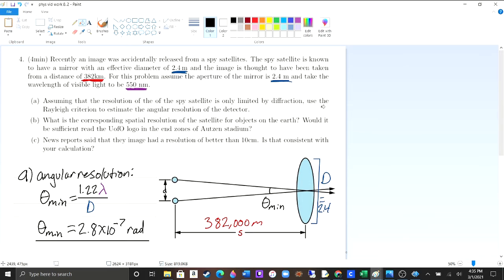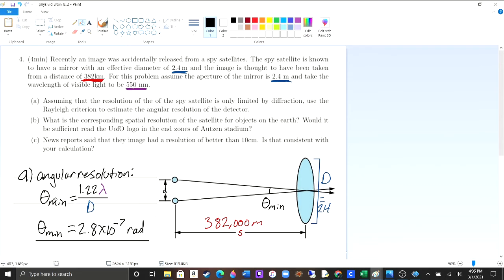So part A is asking, assuming that the resolution of the spy satellite is only limited by diffraction, and that means it's not limited by refraction, use the Rayleigh criterion to estimate the angular resolution of the detector. So the angular resolution is this angle right here, and it's saying that no matter the distance to whatever you're looking at, the angle between two objects that you can differentiate between will always stay the same.